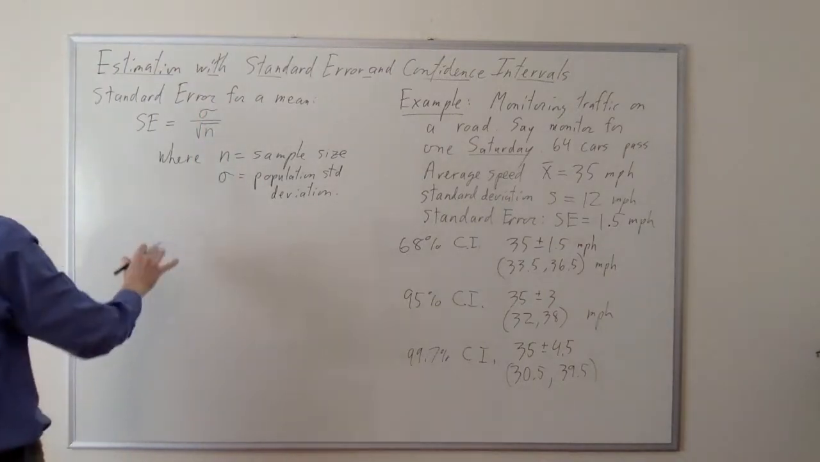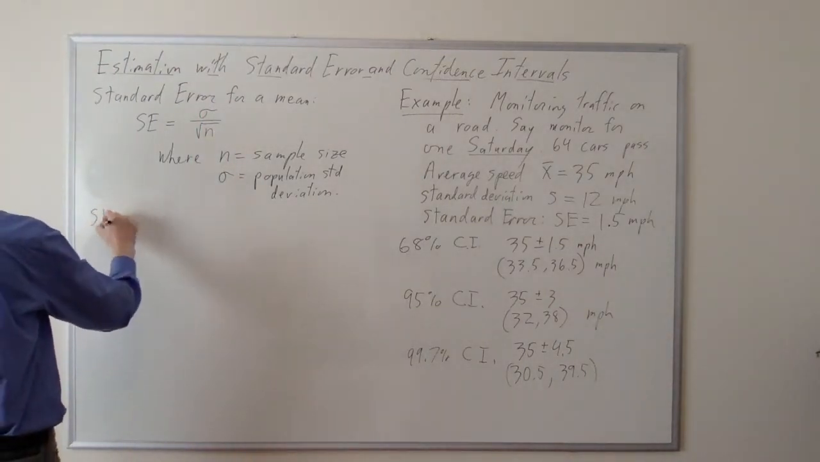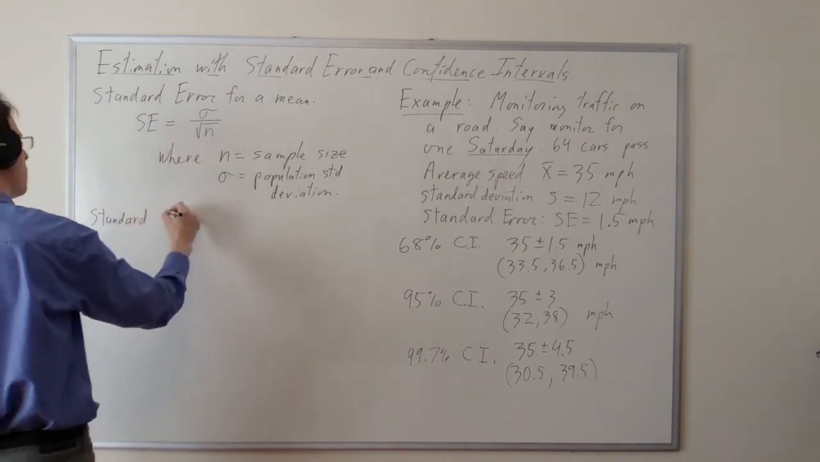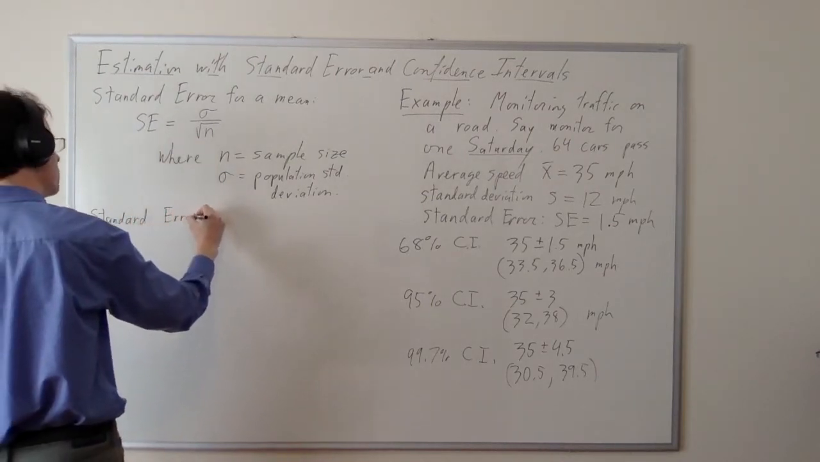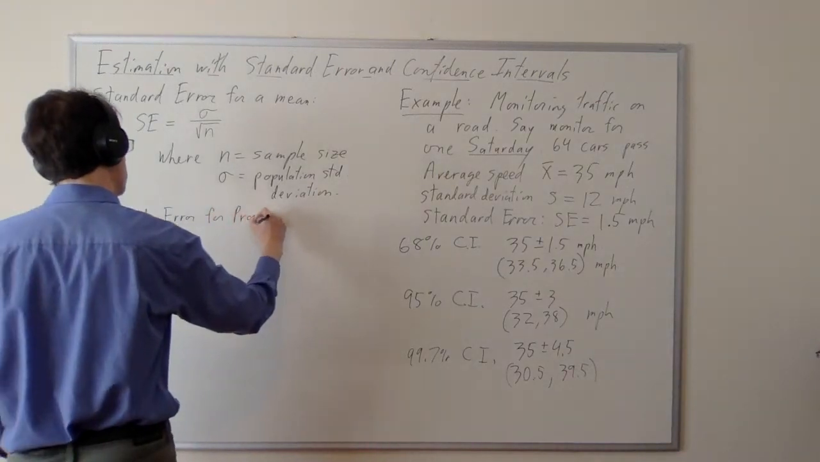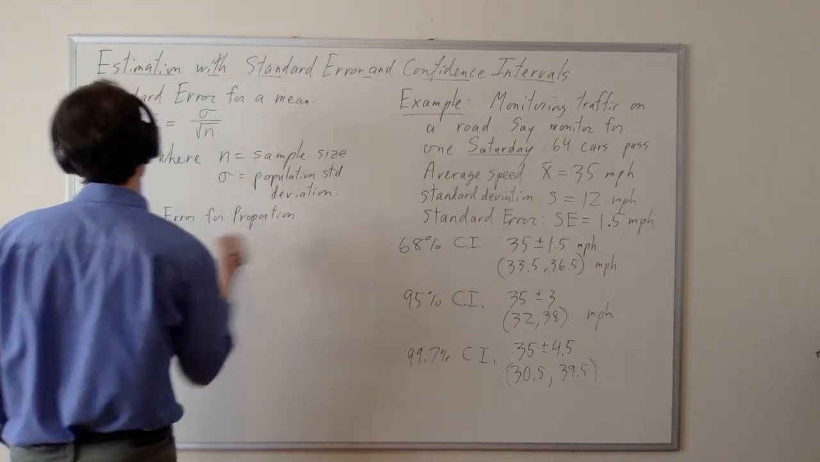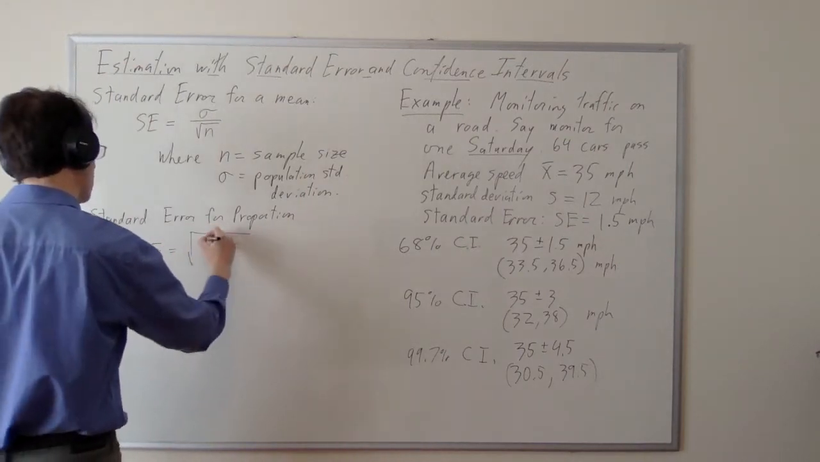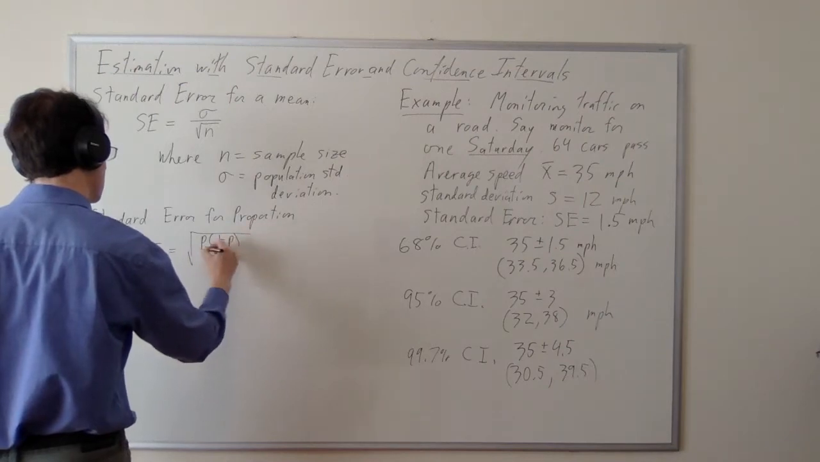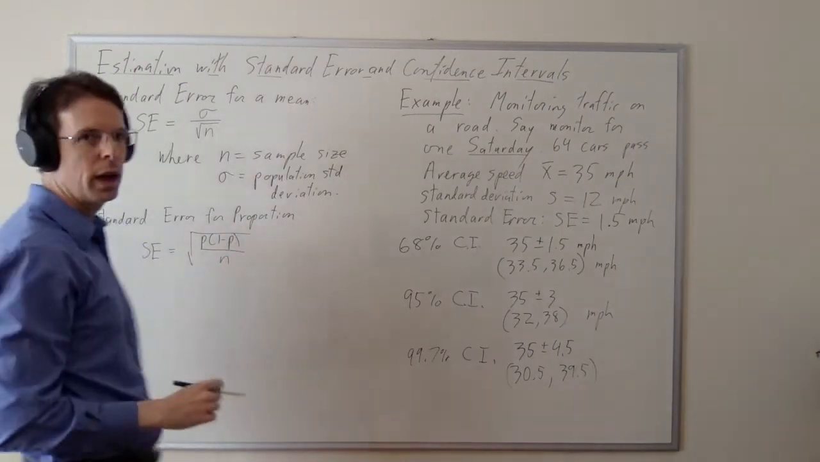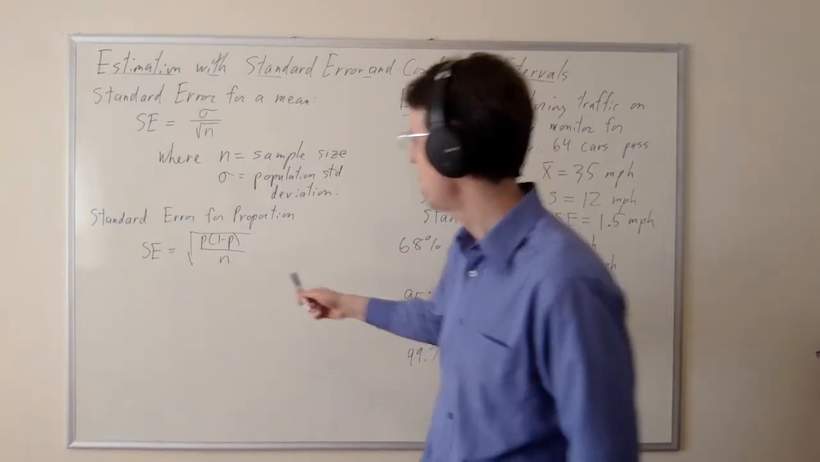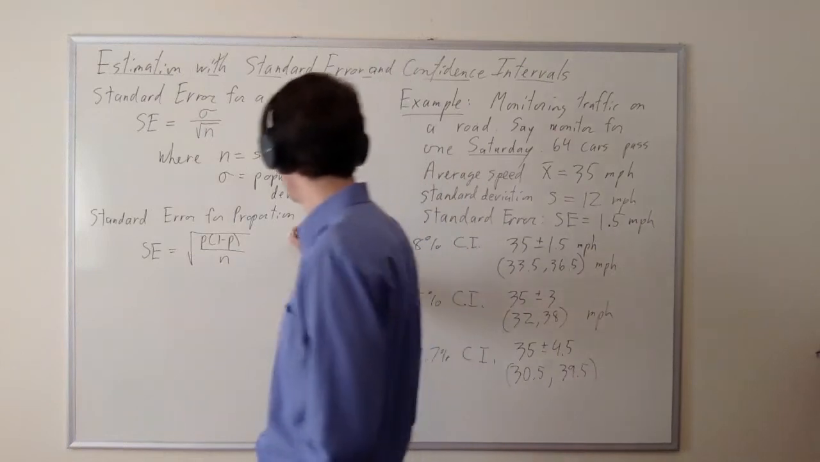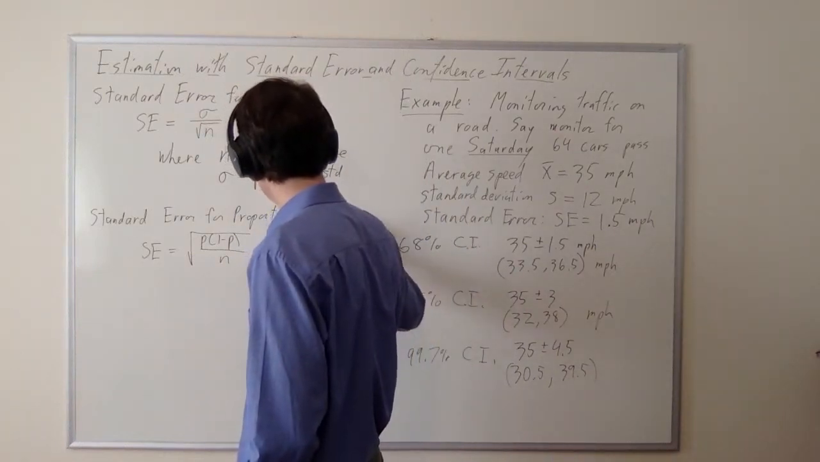Now, since we're doing formulas here, I want to do the standard error for the proportion next, but this is the one that we're going to be using in this lecture. So I just want to have them together. So the standard error for a proportion is going to be the square root of p times 1 minus p over n. And so let me talk about what that means. N is, of course, the sample size. So n equals sample size.